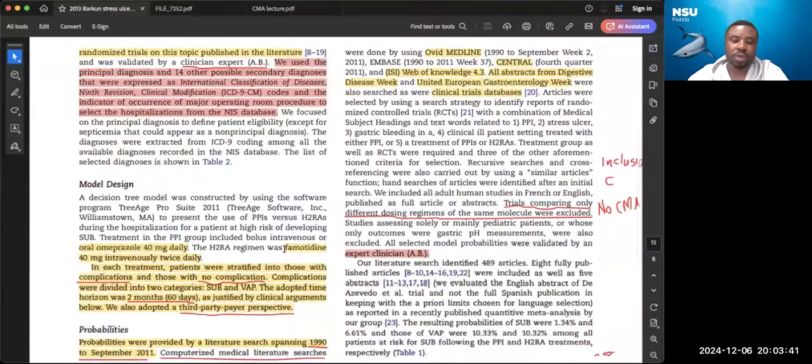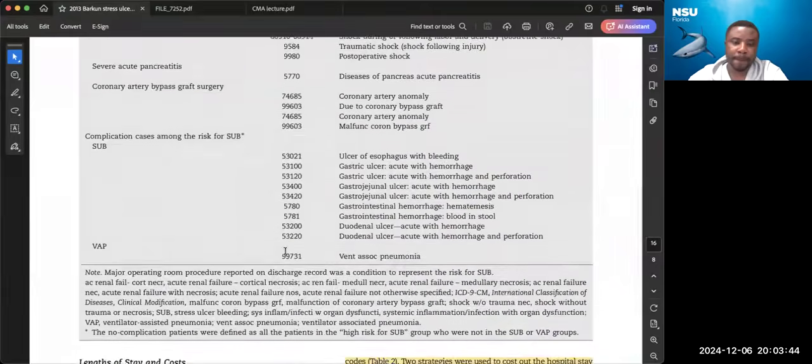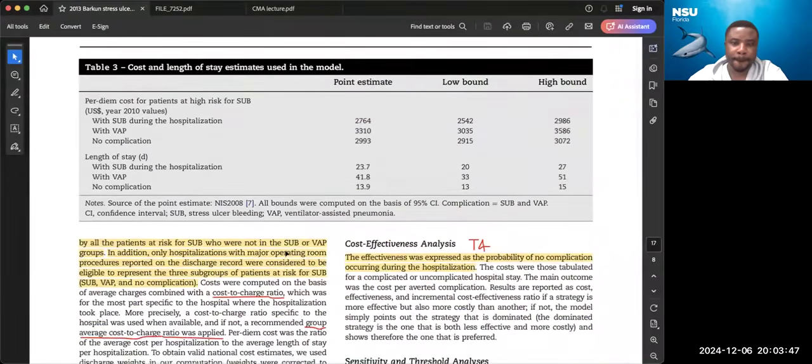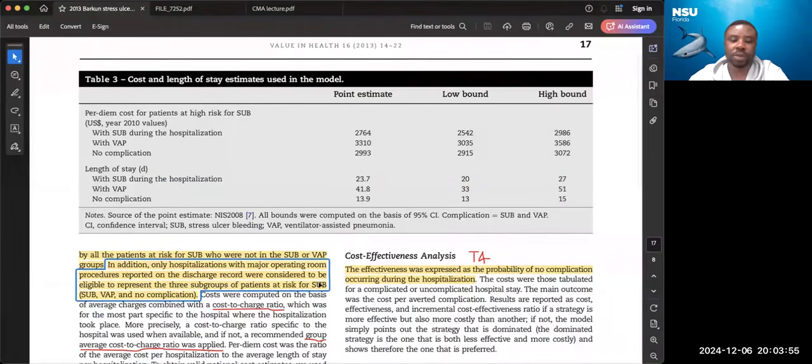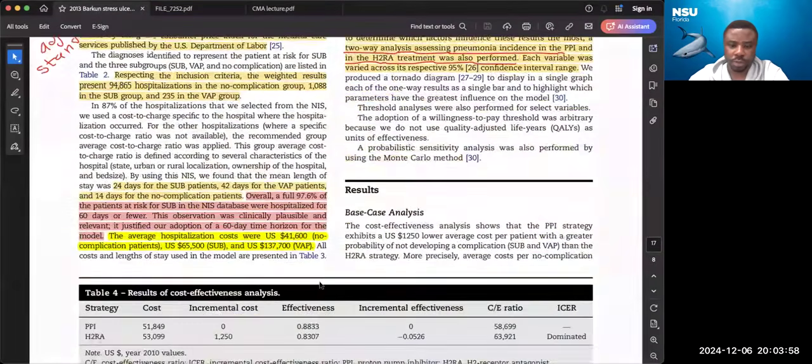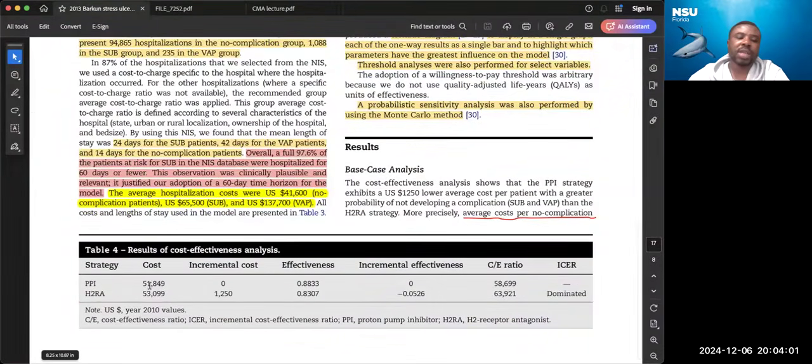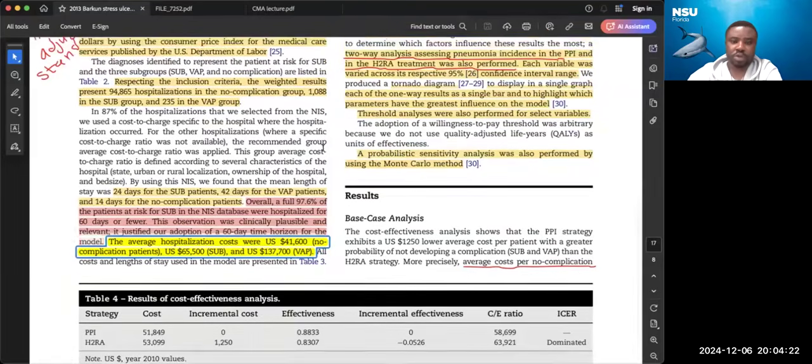So in the article, yeah, this is what I was talking about. This is the individual cost, and this is the length of stay in the hospital. Okay, so this is the total weighted cost for the PPI arm. This is the one I did. You can see that it is 51,000 something, but I think the one I had was 51,847 or something instead of this. So this is what they had. Okay, let me go back to the article.